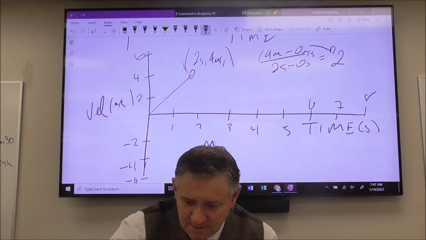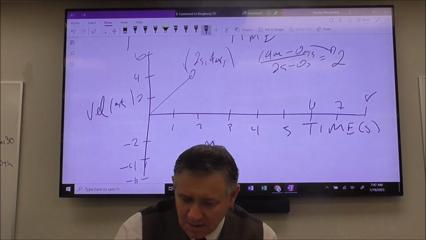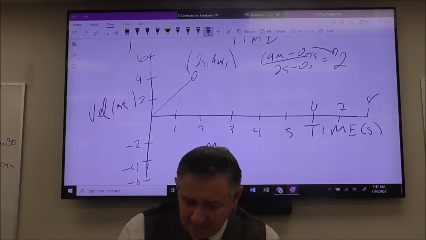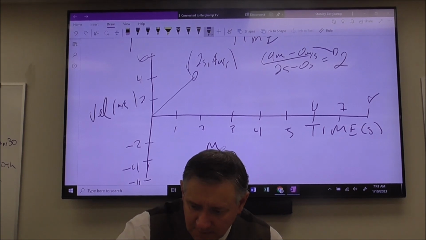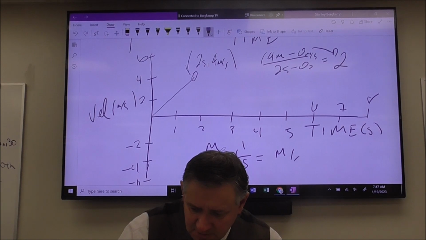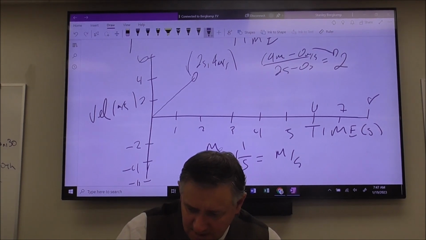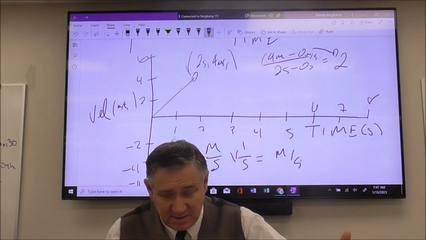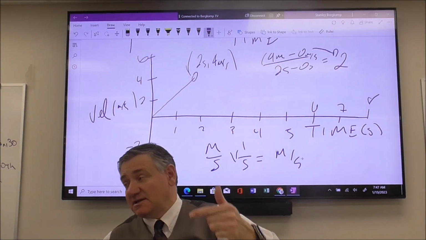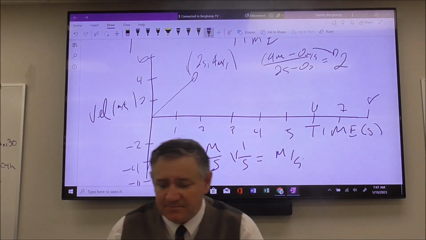So here's what's different. On a velocity time graph, the slope gives you acceleration. Okay? On a position time graph, the slope gives you velocity. On a velocity time graph, it gives you acceleration.